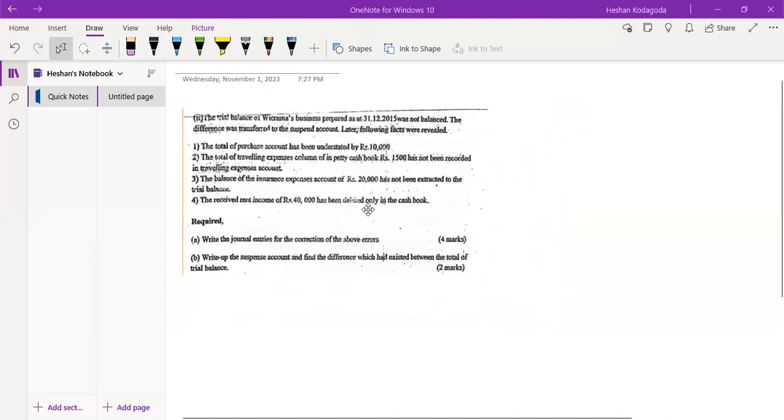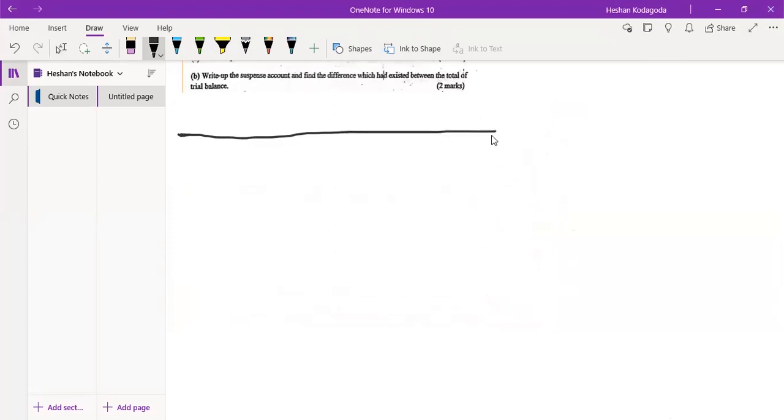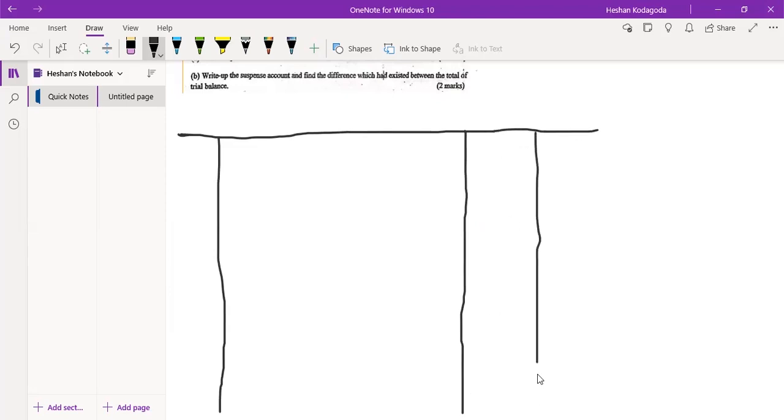When we get this kind of a question, so quickly what you need to do, you need to draw the general journal to write the suspense account. So in here, I'm going to draw, sorry, this general journal like this, the columns. So I'm going to draw the columns like this. So this is the date column, right? And the description, okay? Debit and credit. Enough. Debit and credit.